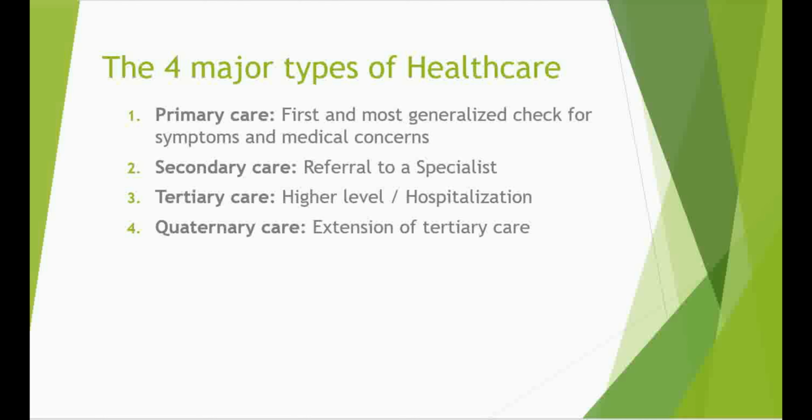So primary care, as expected, the first and most generalized check visit for symptoms and medical concern. That's what we mean by primary care. The secondary care is the referral to a specialist for further investigation. The tertiary care is the higher level that very often requires hospitalization or surgery, for instance. Okay, and then some scientists add number 4, but the coronary care is really an extension, even higher level of specialization in comparison to number 3, so extension of tertiary care. So those are the 4 major types of healthcare with their labels.